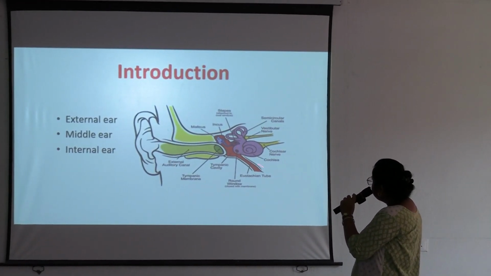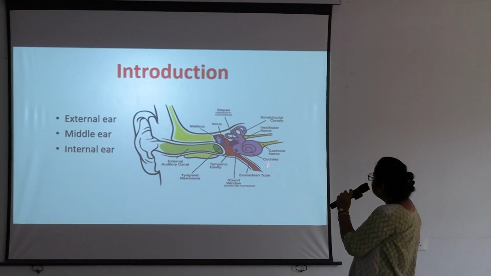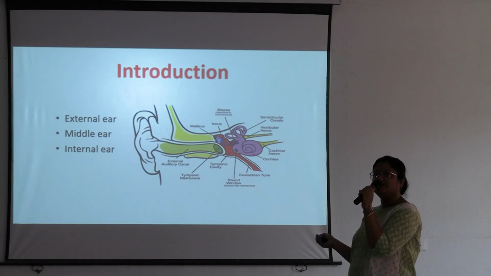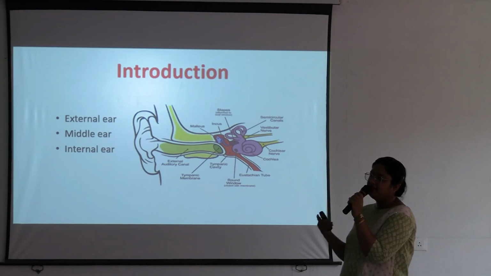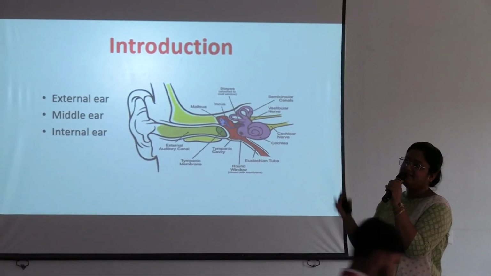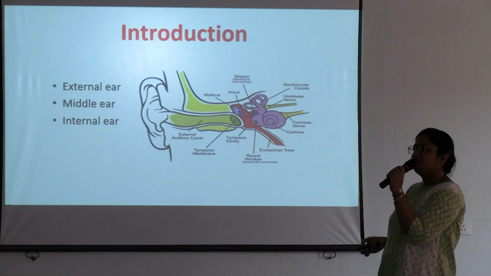And you can see this tube. This is the eustachian tube or auditory tube. Via this tube, the middle ear is connected to the pharynx, the nasopharynx. Yesterday you saw the opening of the auditory tube in the head and neck section. So this auditory tube opens into the nasopharynx.